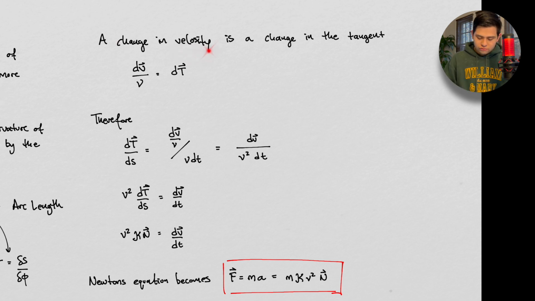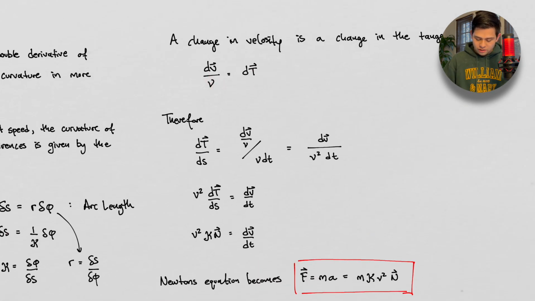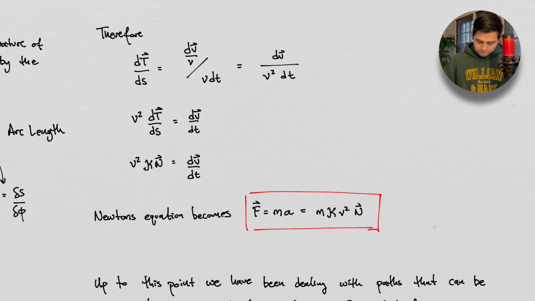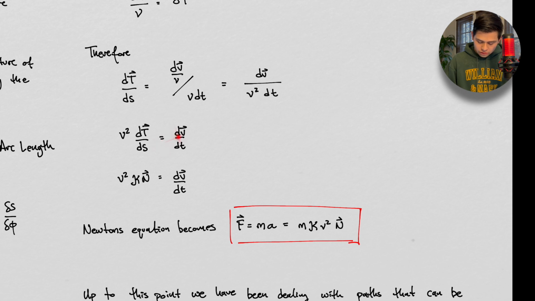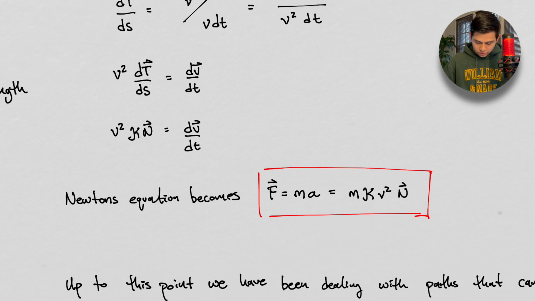We can now write a change in velocity as a change in the tangent vector. So this is really just from here. We just divide both sides by v and we take the change in both sides. Therefore, we could say that dT/ds is equal to this, because dT we found was this, and ds we found was this. So we have this. And so v squared times dT/ds is equal to dv/dt. This is the change in the velocity, not the position. So this is actually an acceleration. Okay? And keep that in mind.